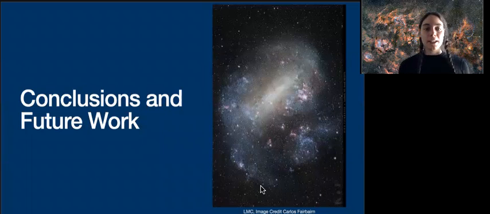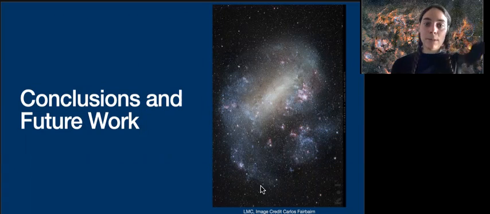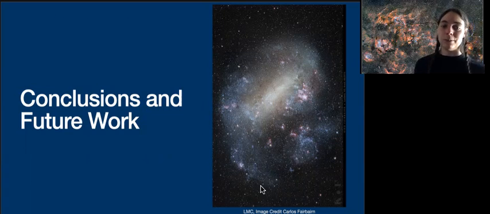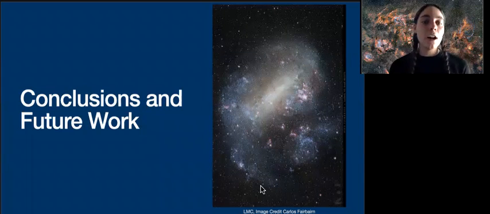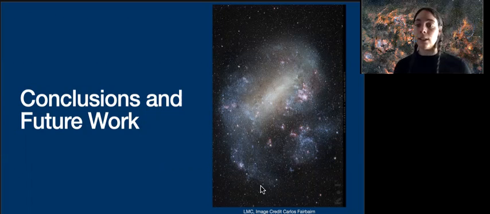So coming to the end here, just to really quickly wrap up some of what I found and mention some of what I hope to do in the future. What I hope to do in the future is what is essentially shown here, which is the LMC. I want to continue my analysis of C+ emission into more actively star-forming regions and also lower metallicity areas that are more similar to some of the early galaxies before we have chemical enrichment.